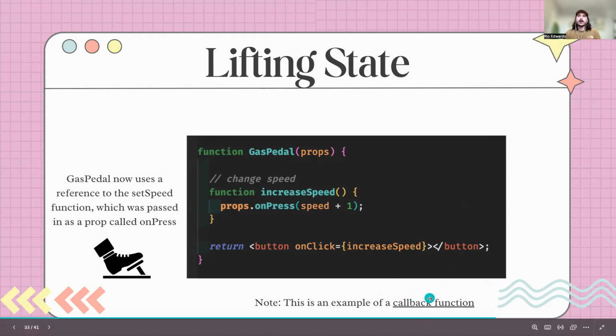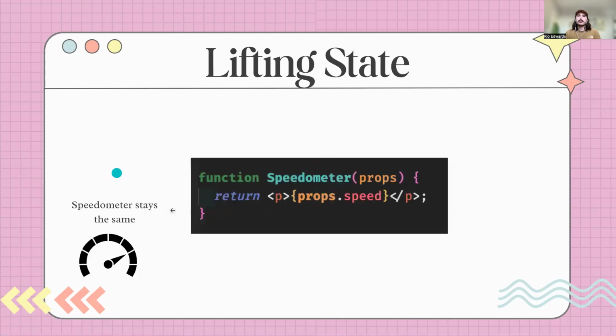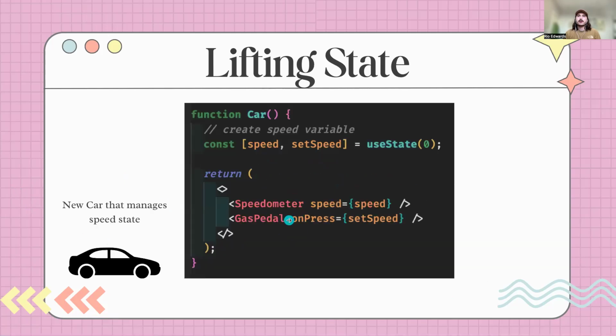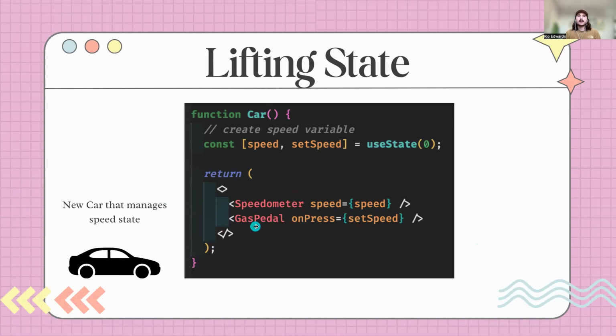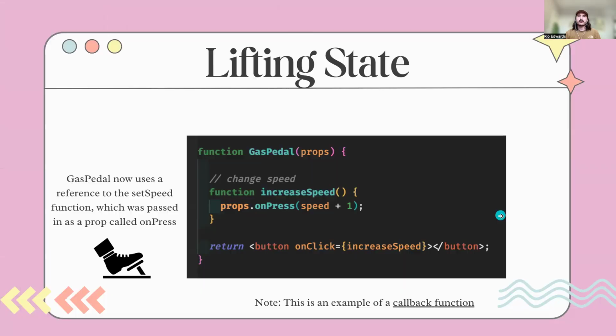And this is an example of a callback function. So we're passing in a function to the gas pedal. This set speed function, we're passing it in to the gas pedal, and then the gas pedal decides when to call it. So that is a callback because we're passing this function in, and then the gas pedal component is in charge of calling that function.